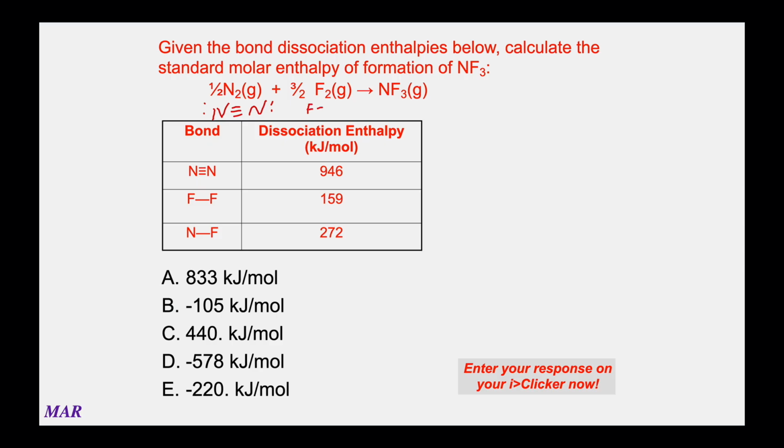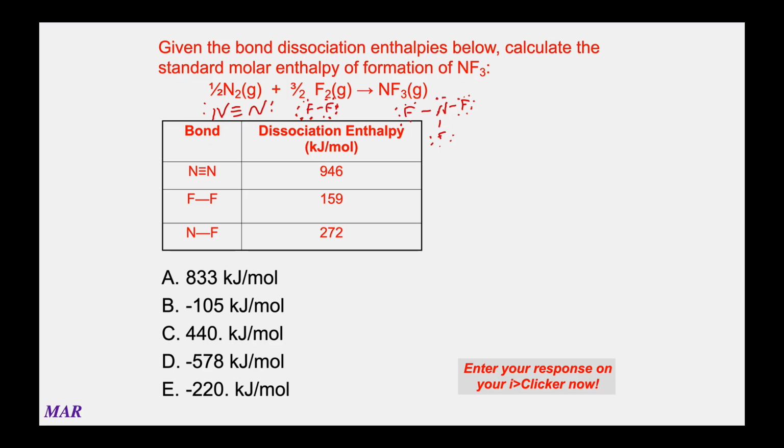F2, when you draw out its Lewis structure, has a single bond. So F2, you're going to break a fluorine-fluorine single bond. And then NF3, nitrogen trifluoride, the nitrogen is in the middle of 3 fluorines. The fluorines have a filled octet around them, and the nitrogen has a lone pair.